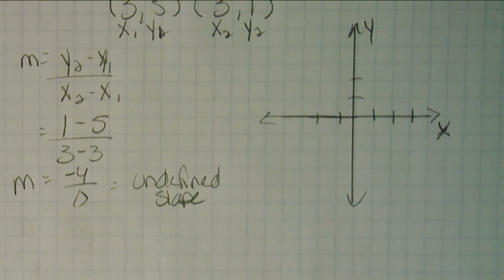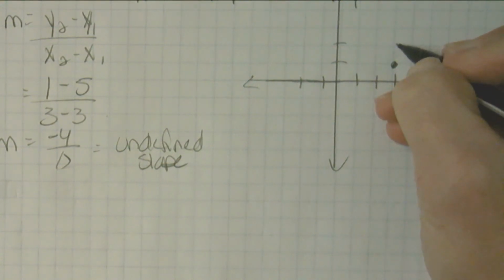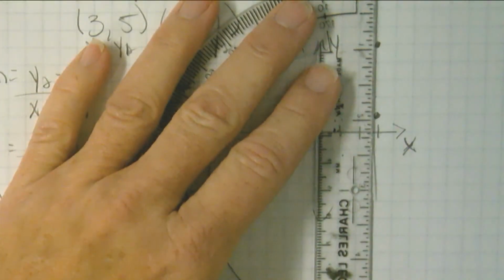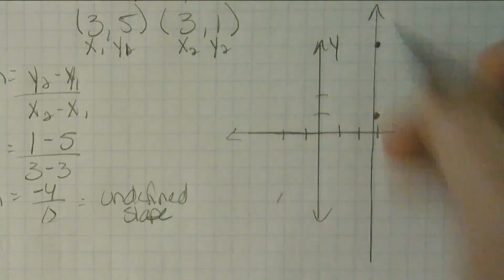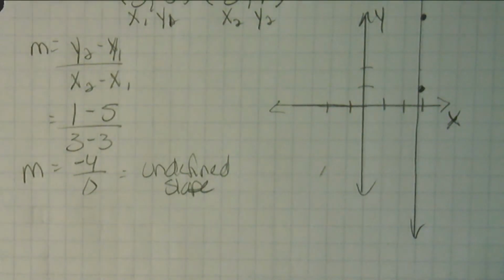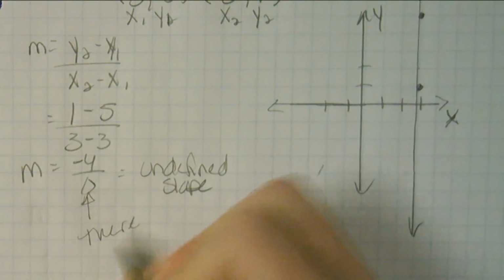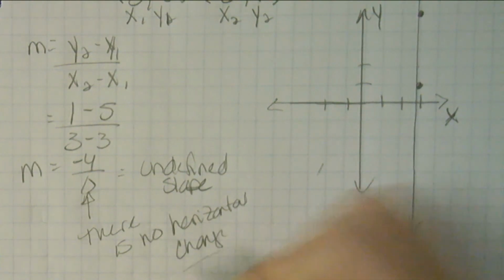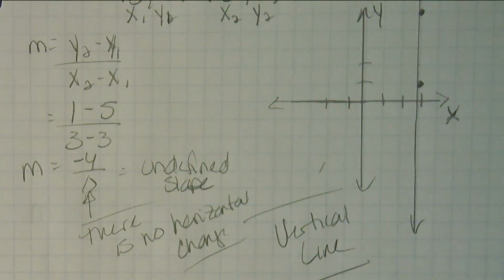We call that undefined when we have 0 as our denominator. Why does it make sense after I graph this, 2, 3, 4, 5, that we have 0 in our denominator? Rafaela? Yeah. There is no horizontal change. This is a vertical line. You guys cool with that?